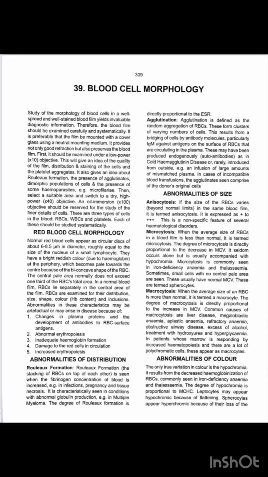Microcytosis is when the average size of RBCs in the blood film is less than normal. The degree of microcytosis is directly proportional to the decrease in MCV. It seldom occurs alone, but is usually accompanied by hypochromia. Seldom will there be no relation. Microcytosis is commonly seen in iron deficiency anemia and thalassemia.